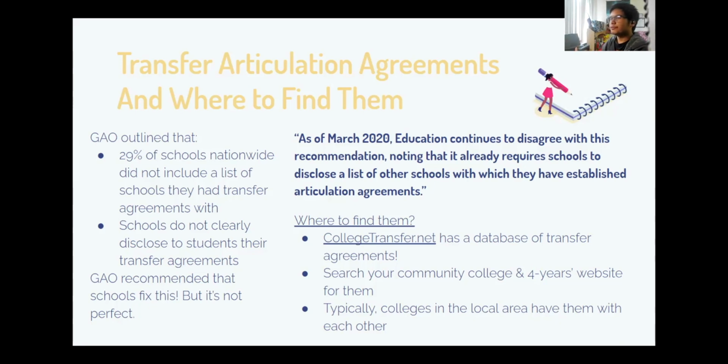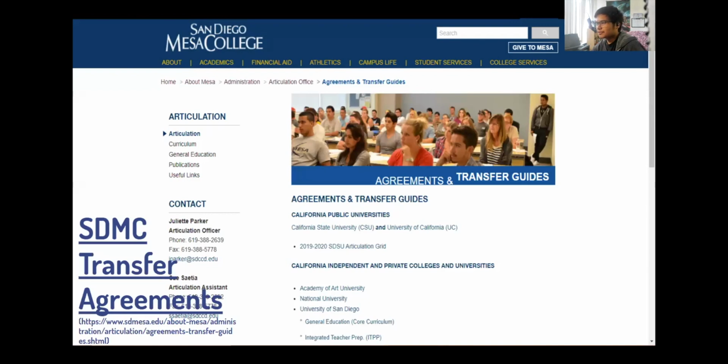So in general, where would you want to find transfer articulation agreements? collegetransfer.net has a large database of transfer agreements, but another way to find them is searching your community college and the 4 year that you're interested in, and searching their websites for them. You have to go on a deep dive with them. But as a rule of thumb, typically colleges in the local area have them with each other. In San Diego, we have UCSD and SDSU, and the community colleges have their own transfer agreements with those 2 universities. So here's some examples of where you can find them.